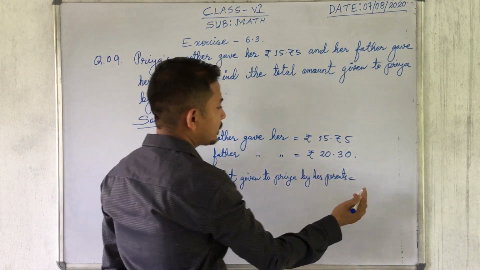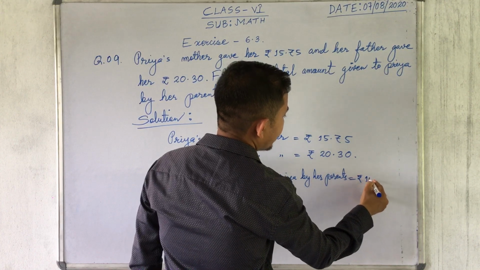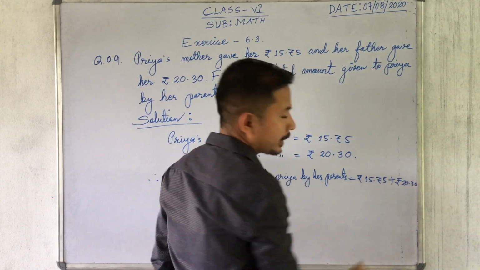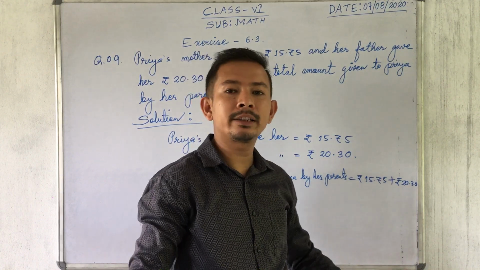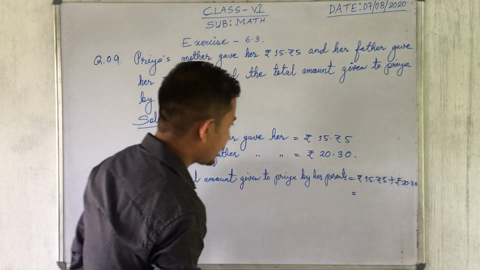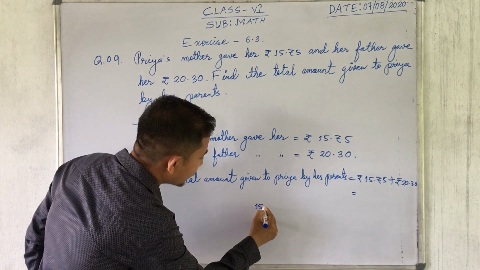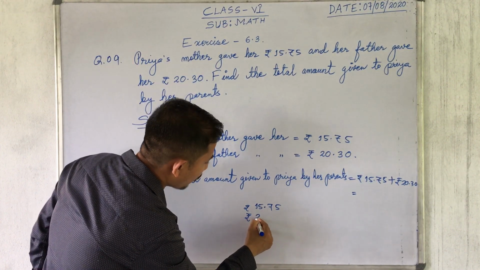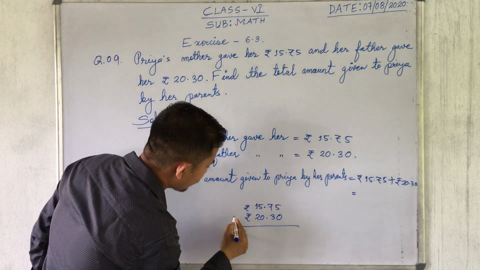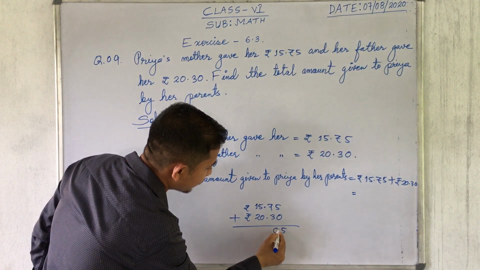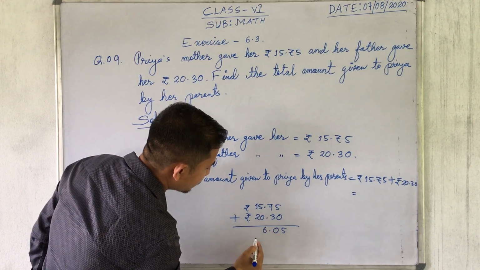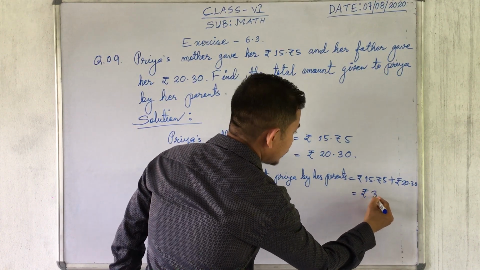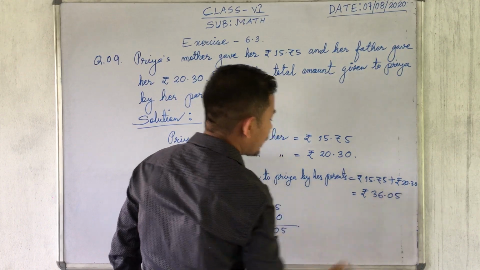If we add these two numbers, we will get the answer. It's simple. So rupees 15.75 plus rupees 20.30. Understood? If we add these two, we will get the answer. It's very easy. Okay, I am going to add. Rupees 15.75 and rupees 20.30. What will be? 5, 7 and 3, 10, 1 carry, 5 and then carry 1, 6. Put your decimal point, 2 and 1, 3. So we will get 36.05. This is the answer.